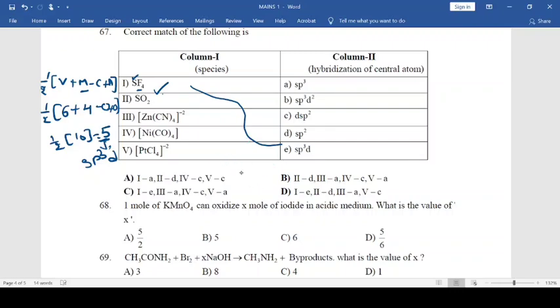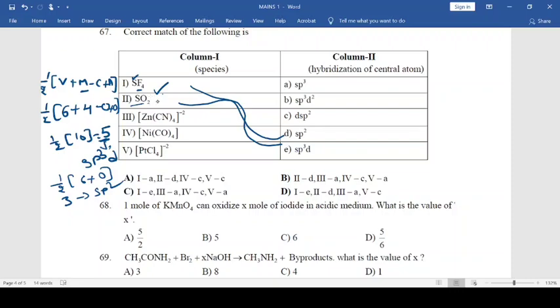Now, suppose we consider SO2. Let me calculate. Okay, anyhow, let's move to SO2. SO2 means it is again half into 6 plus, this time no monovalent atoms, so 0. That means it is 3. 3 means it is definitely sp2. So 2 and sp2, where does it come? Here it comes, 2 and sp2.